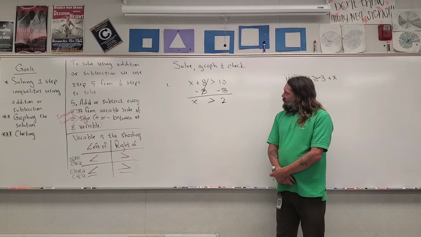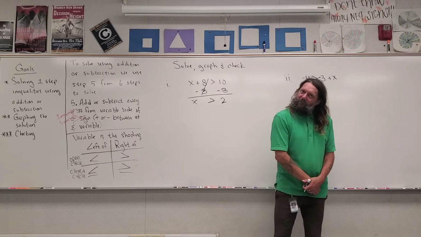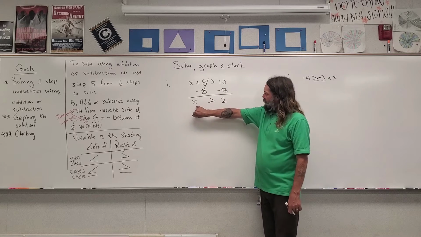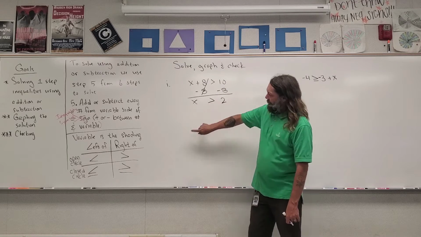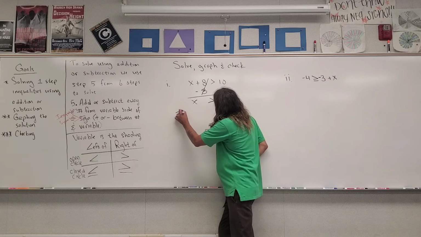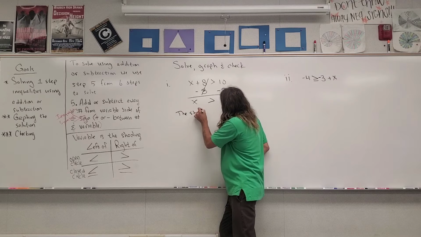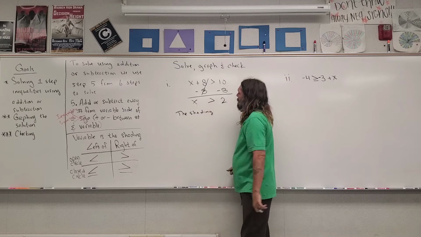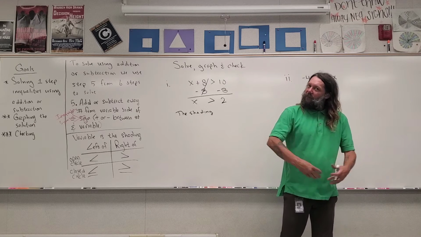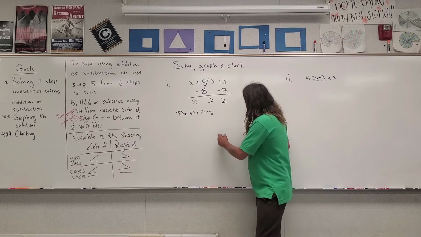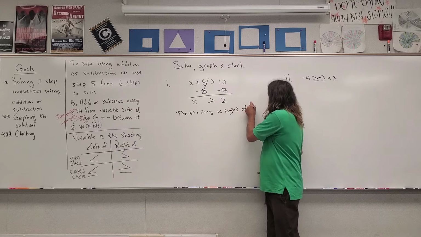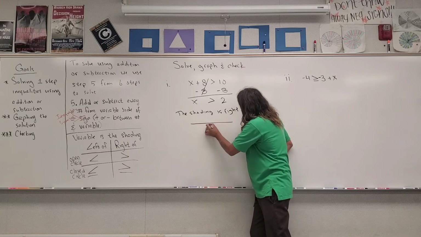The next thing I need to do is go into the graph. But before I graph, I'm going to translate it. Remember, the variable is the shading, so this translates to: the shading is right of 2. The shading is right of 2. Now you don't have to write this out, but I'm writing it out just to reinforce the idea that we can take this as a direction to describe the graph. So the shading is right of 2.